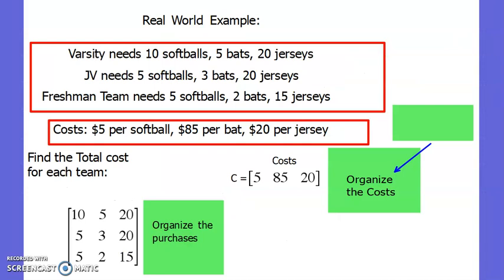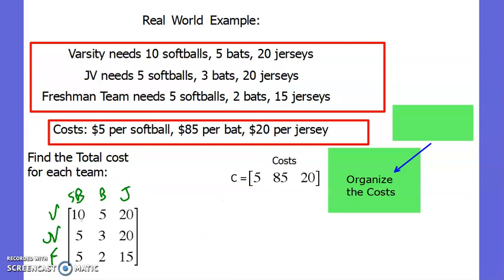A couple quick examples where we can use matrices in the real world. Notice here we've got the inventory essentially for 3 different softball teams. So we've got the varsity, the JV, and the freshman teams down here. And again, the number of softballs, bats, and jerseys that they have. We organize those purchases into a nice 3 by 3 matrix. Now I can multiply them by the costs.